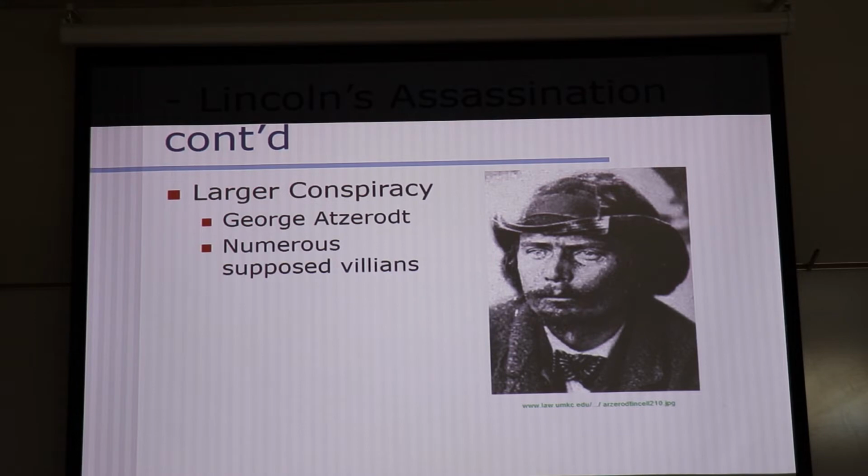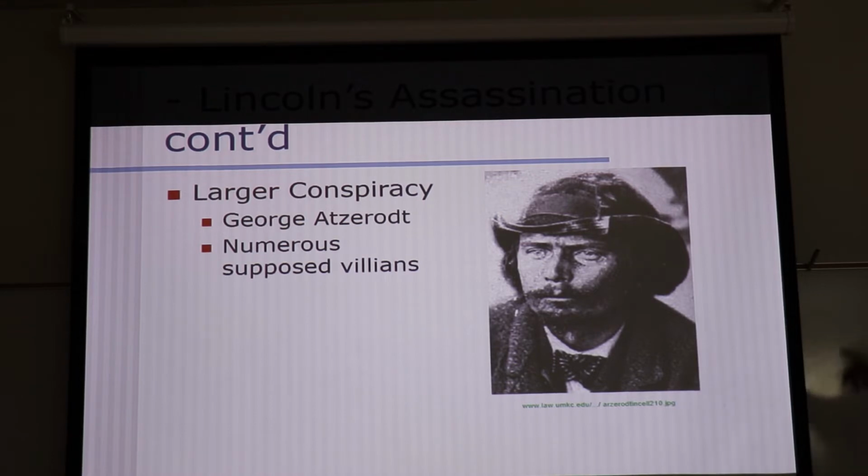Now, Lincoln's assassination was part of a larger conspiracy. It says Lincoln's assassination continued. Basically, Booth and 3 others were going to kill the 4 top people in the line of succession from the president to get down to a 5th guy that they thought would be much kinder to the South.